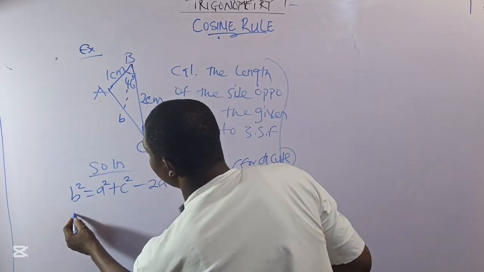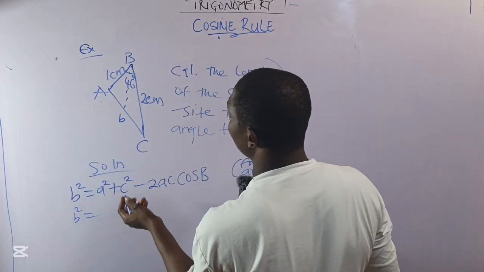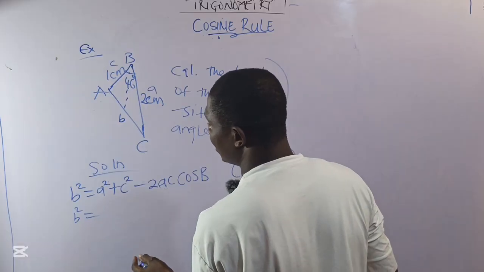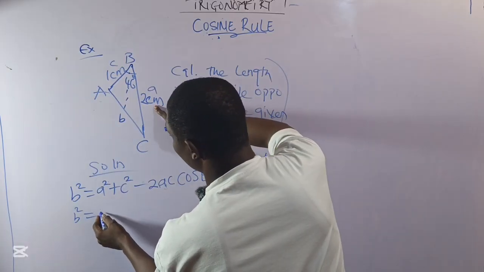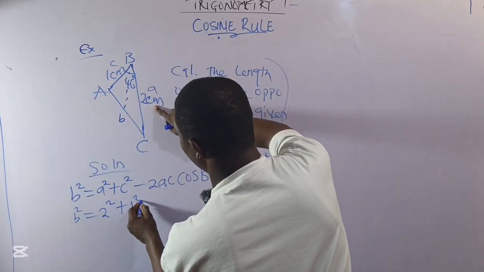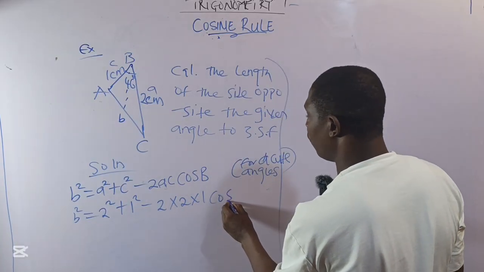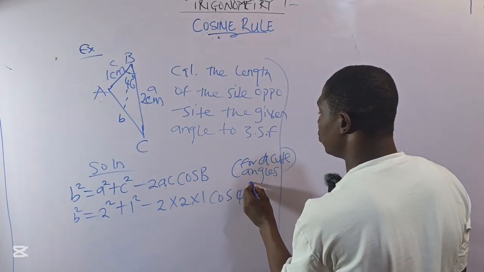Now, I have my b square, put in my values. This must be my a, and this must be my small letter c. So my a is 2. So I have 2 square plus 1 square minus 2 times 2 times 1 cos of B, which is 46 degrees.